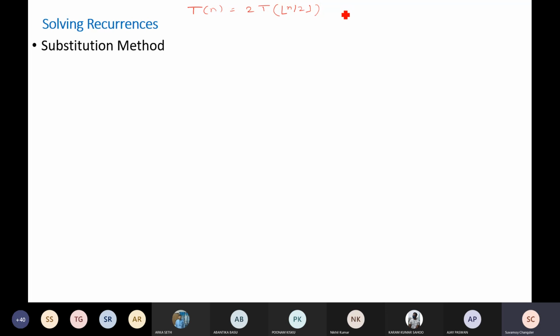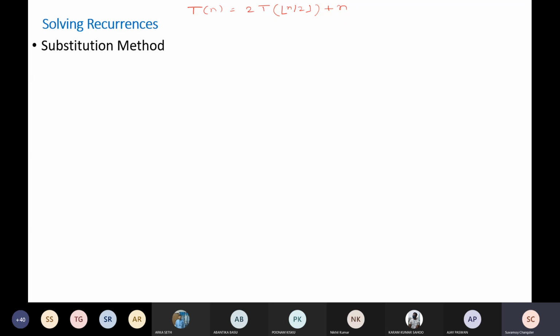I think all of you are aware of what the floor value is. Floor value means the largest integer which is less than or equal to n/2. And the ceiling value is the least integer which is greater than or equal to n/2. So let T(n) equal 2T(floor of n/2) plus n.